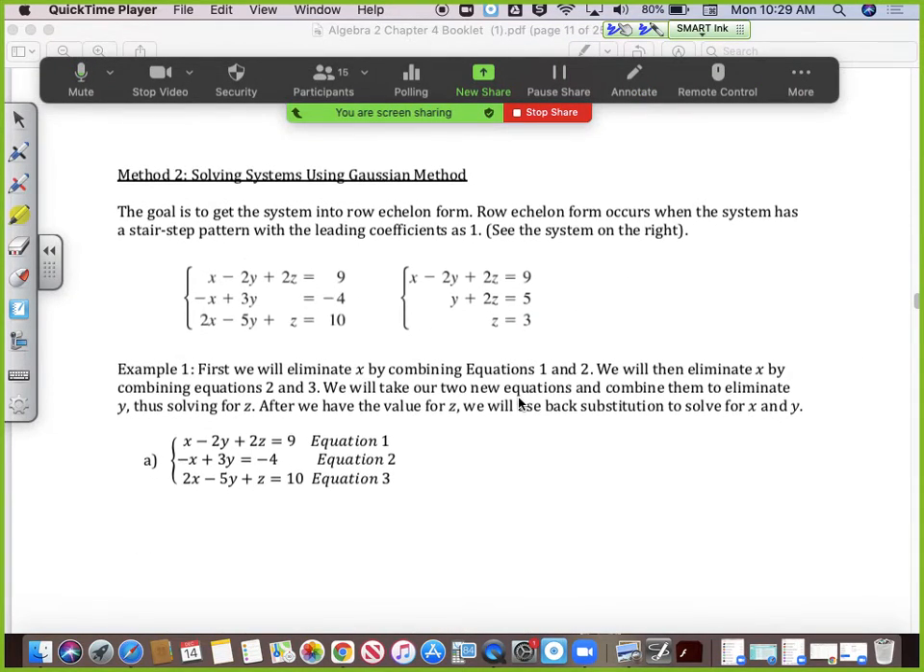Okay, here's the next method. We'll be able to do one problem together with this method and then call it a day. So method 2, our goal in method 2 is to get the system into this thing called row echelon form. This form occurs when the system has a stair-step pattern with leading coefficients as 1.